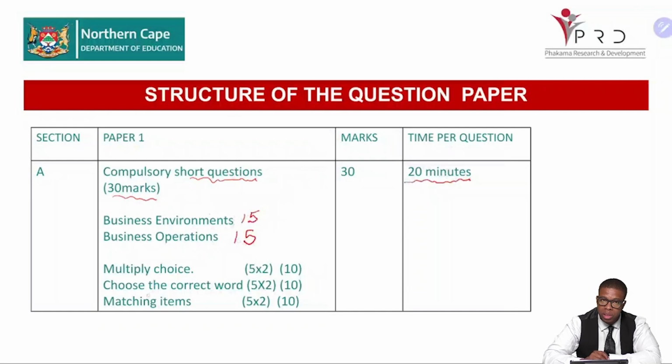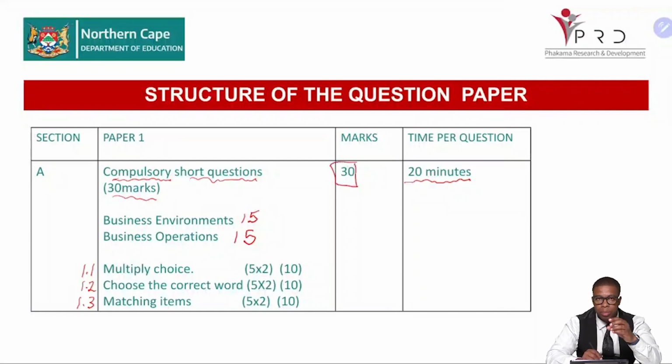And the types of questions that are going to be assessed under question 1, section A, are compulsory. By the way, you may not skip question 1 because it is compulsory. Everyone should answer. So you have 1.1, which is multiple choice, 1.2, which is choose the correct word, and 1.3, which is matching items. Each of these questions is allocated 10 marks, making a total of 30 marks for question 1, section A.